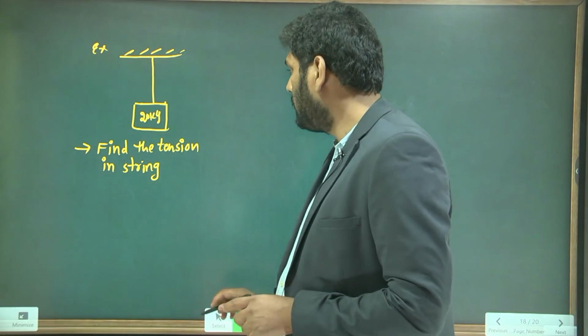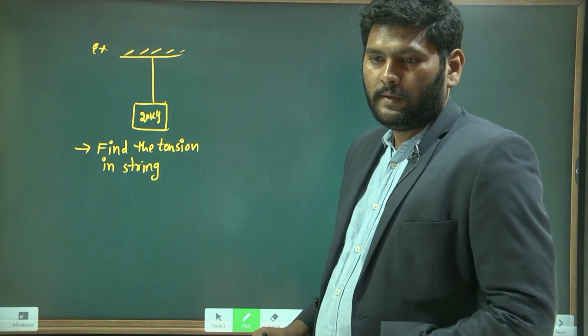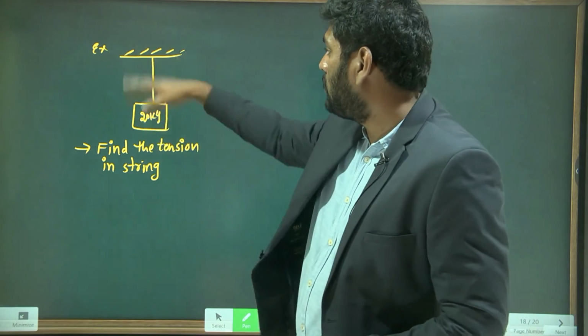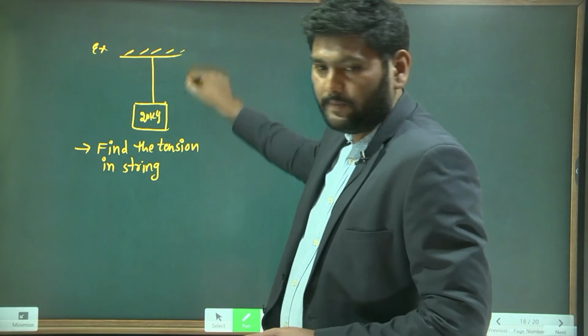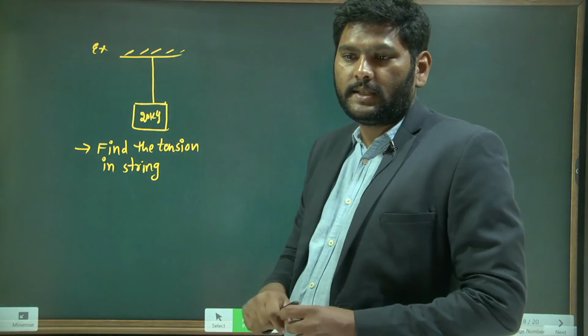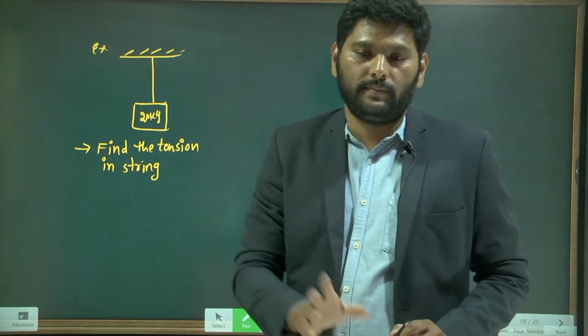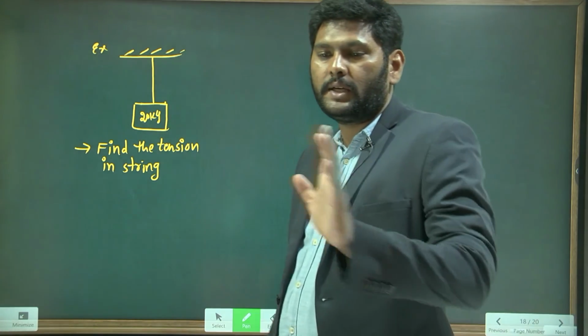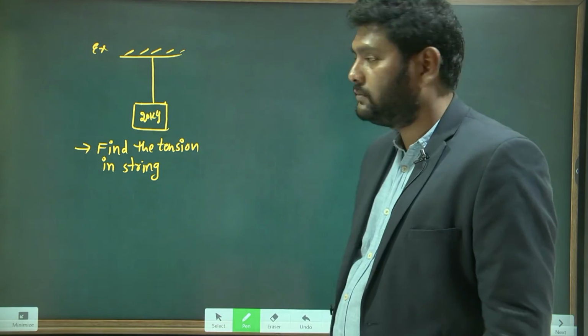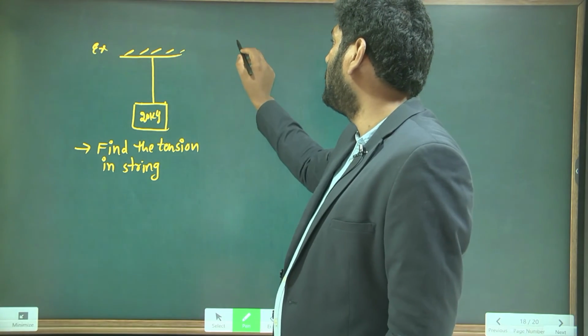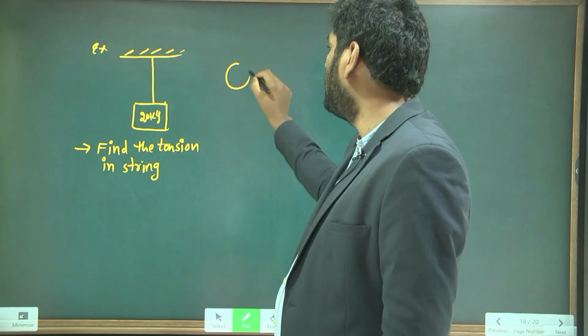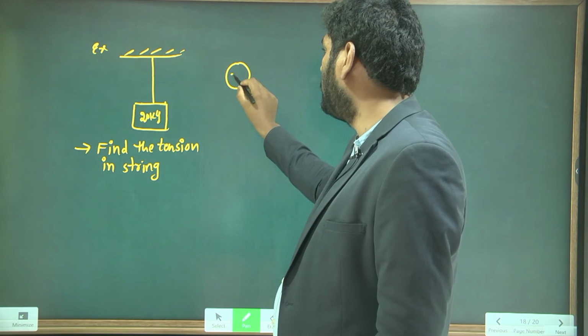Isolate the object from the system. So this is the total system. In that system, what will you isolate? You will isolate the object. Here, what is the object? 20 kg. Yes, I am isolating it here. This is the isolated object, you can write now, 20 kg.